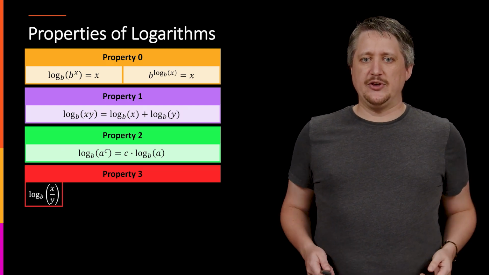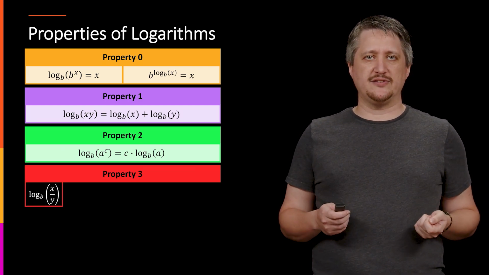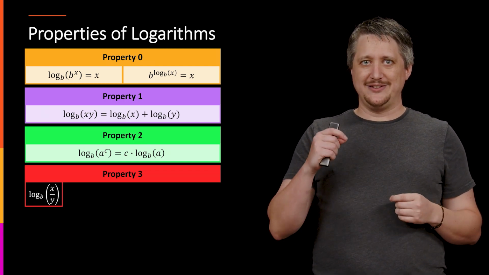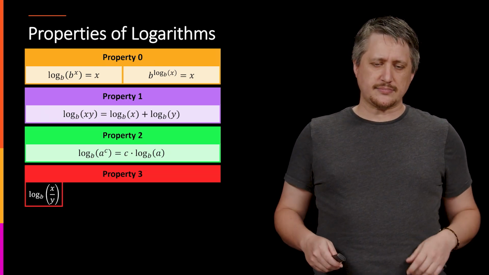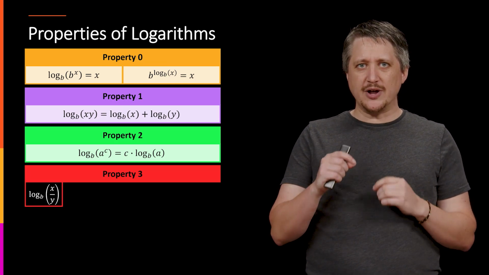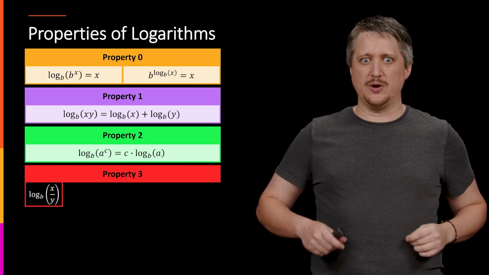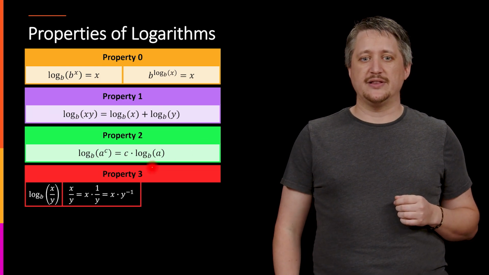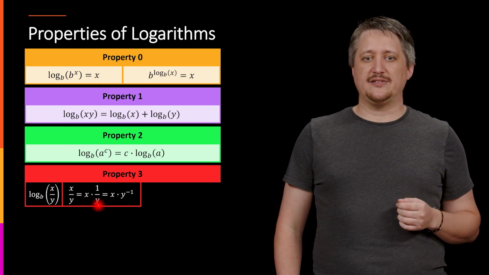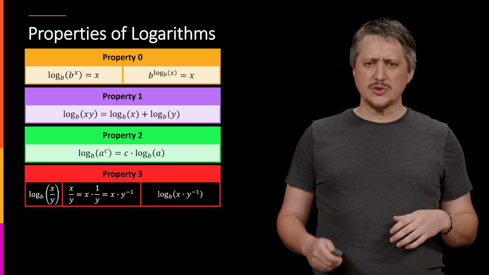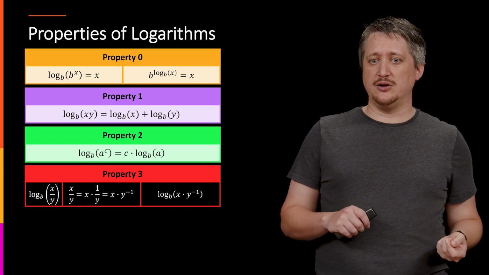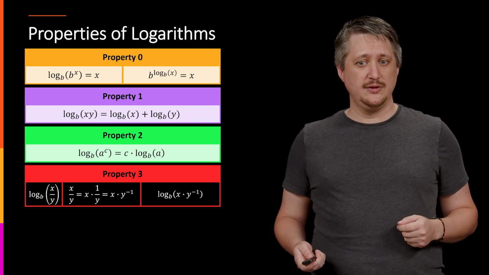Property 3. Let's say we want to look at something like log base b of division. We want to look at something like log of x over y. As an aside, I'm going to rewrite x over y in a particular way. So I'm going to rewrite this as x times 1 over y, right? So I can think of x over y as being x times 1 over y, or x times y to the minus 1. So really what I'm looking at when I'm looking at log of x over y is log of x times y to the minus 1.